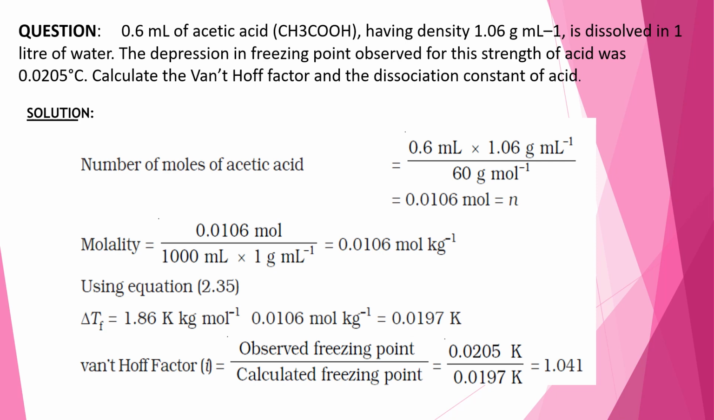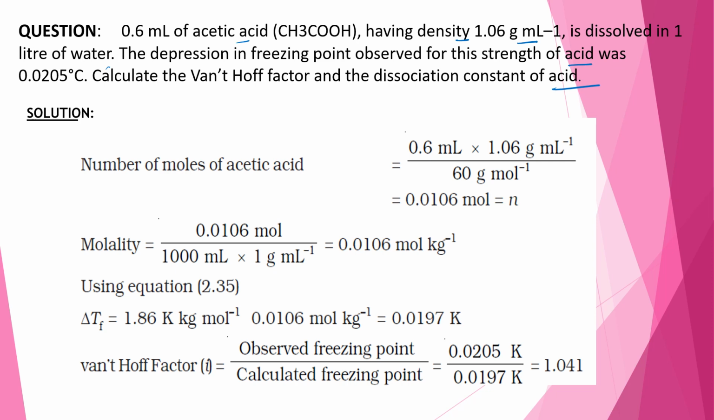So the question is: 0.6 ml of acetic acid, that is CH3COOH, having density 1.06 gram per ml, is dissolved in 1 liter of water. The depression in freezing point observed for this strength of acid was 0.0205 degrees Celsius. Calculate the Van 't Hoff factor and the dissociation constant of acid.